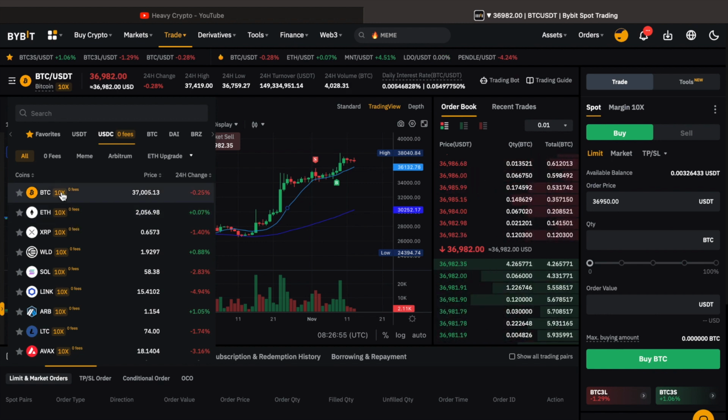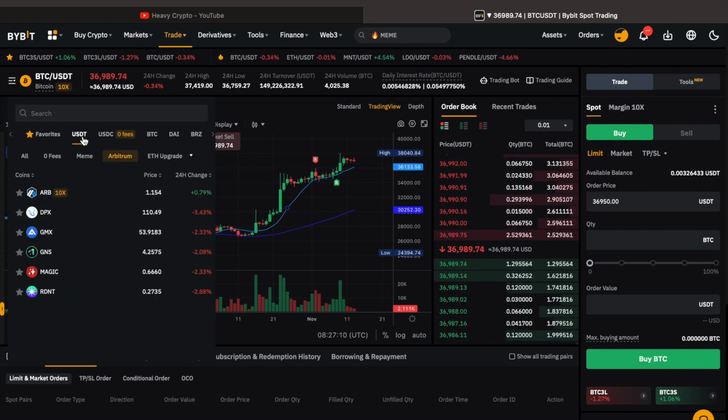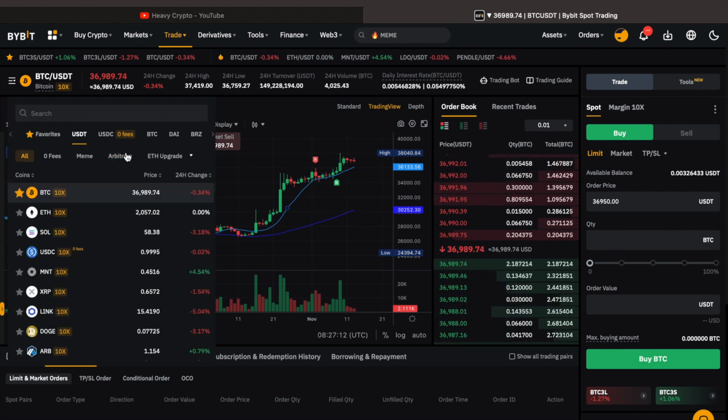So you can buy Bitcoin, Ethereum as well, or XRP using USDC, and you're gonna need some USDC in order to use the USDC pair. But the popular one is USDT right here. So this is the reason why I would suggest people to use USDC, because you'll be able to buy a lot of pairs using USDC.